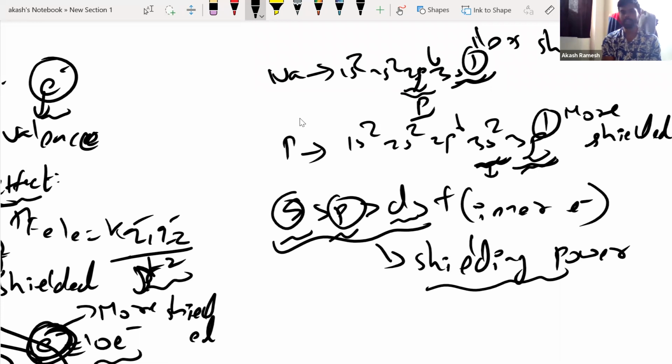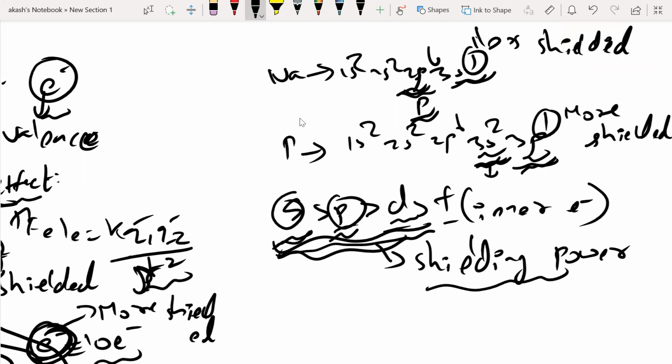Why? Because the inner electron here is in s orbital, but the inner electron here is in p orbital. P orbital has lesser shielding power than the s orbital. This is not a very good example, but all I wanted you to understand is this: if you get a case where the number of inner electrons are the same, and they ask you to find which is having more shielding or less shielding, you have to remember that the inner electron, if it is in s orbital, will have more shielding power than p, than d, than f. This is the point I wanted to convey.